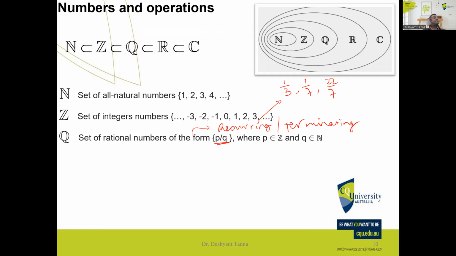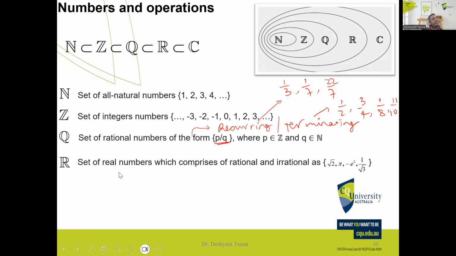What is a terminating decimal number? For example, a quarter, very good. How about half? Yep. 3/4, 1/8, 1/10, or 11/12, for example. They are all terminating numbers. It will stop after a certain number of decimals. So any number of this form is classified as a rational number. Okay?